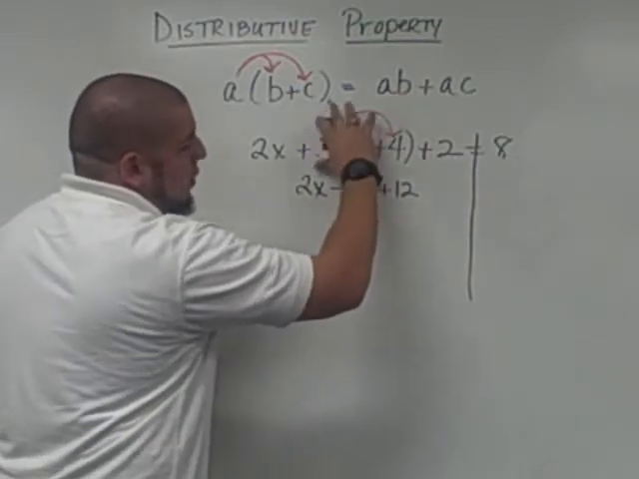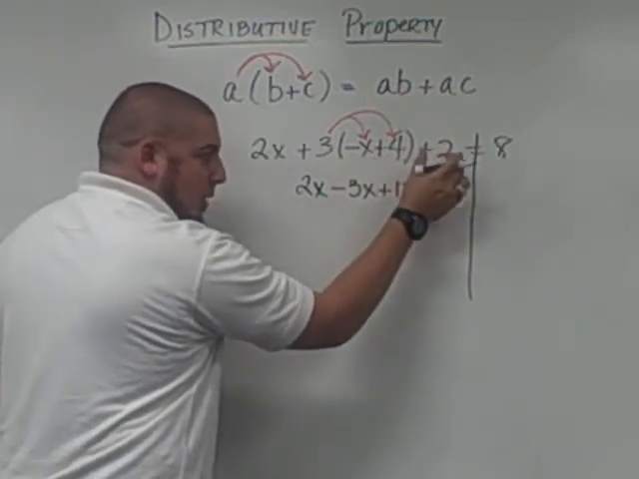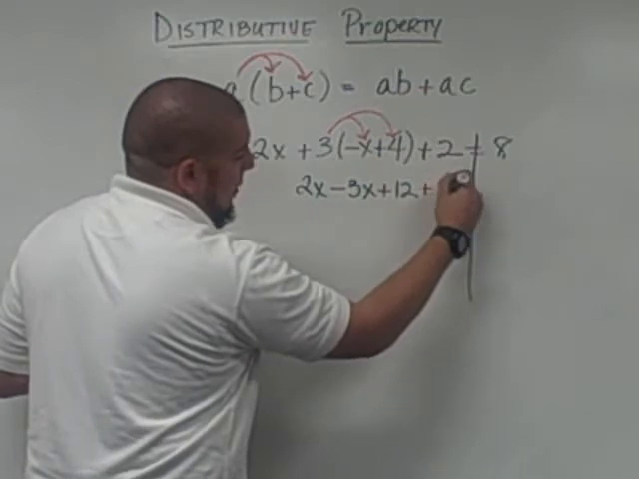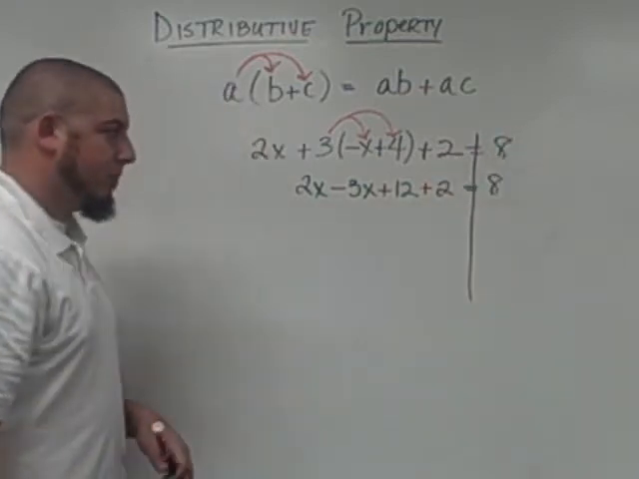And then I do not distribute back here. It's only the stuff inside the parentheses. So did I do anything with this 2? The answer is no. I just bring down the 2. So it's plus 2 equals, of course, I haven't done anything with the 8 yet.